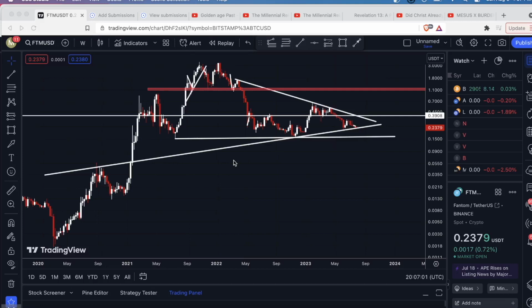Hey guys, I want to take a look at the Fantom chart. I'm currently on the weekly time frame, and the ticker for this is FTM.